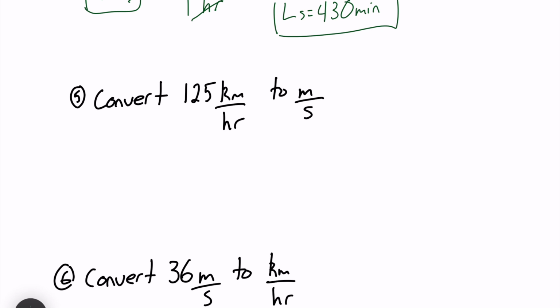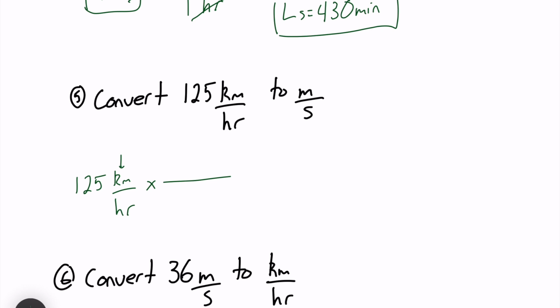We're going to be looking at 2 or 3-step conversions. So first it says convert 125 kilometers per hour to meters per second. So we are given 125 kilometers per hour. Now the first step to this, and this can be taken in 2 different strategies, but the first thing I'm going to do is convert the kilometers to meters first.